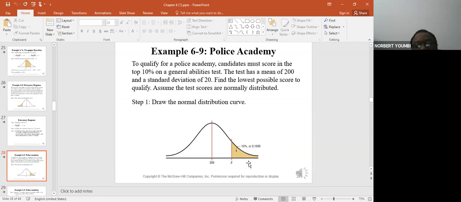If you have a TI-83 calculator, you will get this quickly. Using the inverse normal, you have the area 0.1. The area we have here is the area to the right. So we have to use 1 minus the area to the right, that is 0.9, in the calculator. And then the mean is 200. The standard deviation is 20. So the minimum score will be 226.